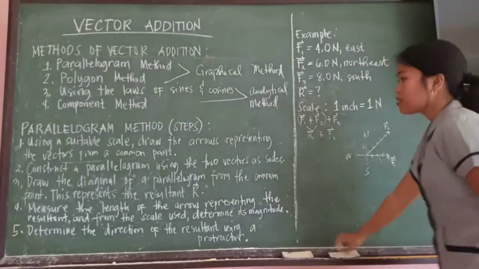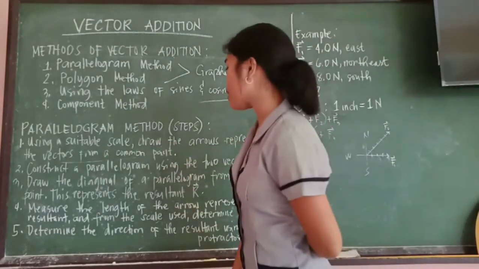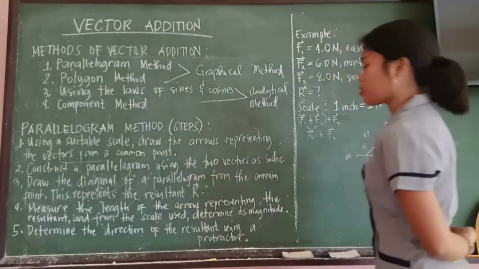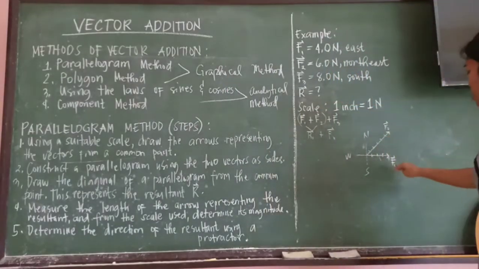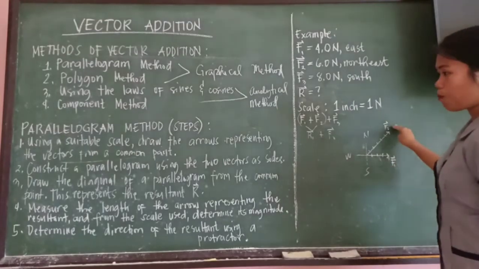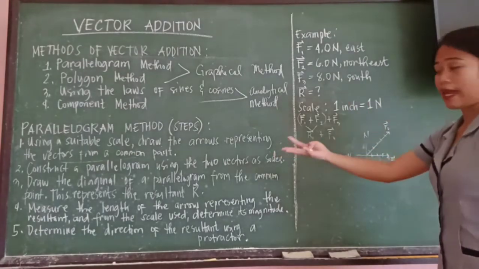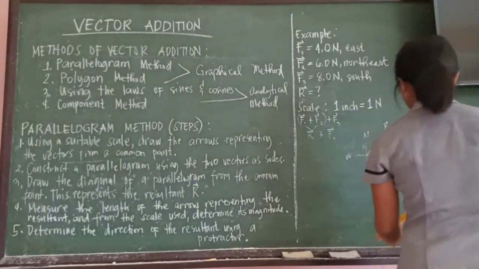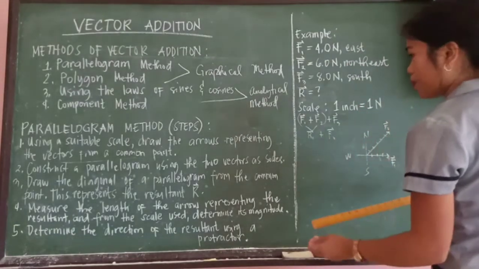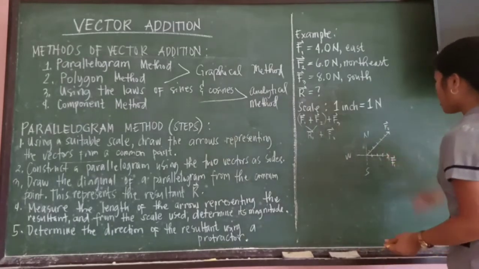Okay, so second step is construct a parallelogram using the 2 vectors as sides. So from these 2 vectors, f sub 1 and f sub 2, I'm going to construct a parallelogram. How do I construct a parallelogram? Using these 2 as the sides.